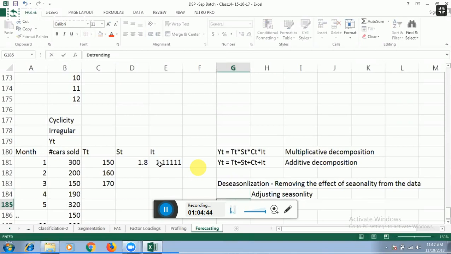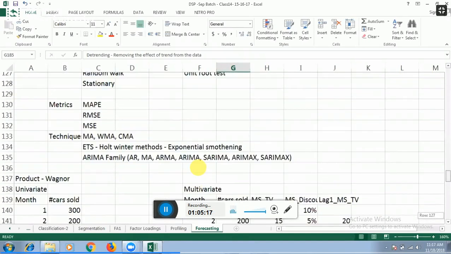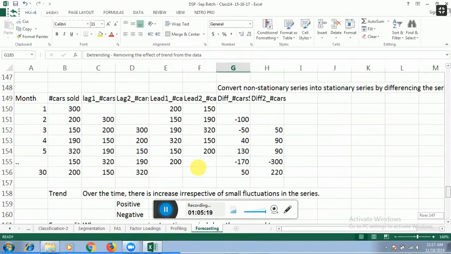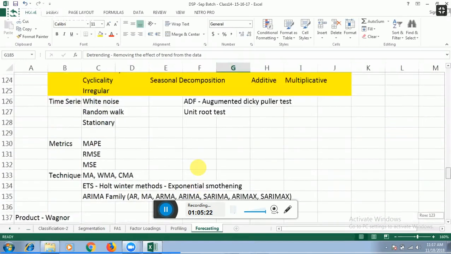Detrending means removing the effect of trend from the data. This is what we call detrending. So are you clear with the terminology? What is decomposition? What is deseasonalization? What is detrending? What is additive decomposition? What is multiplicative decomposition? Are you clear with the terminology? Okay, these are the terminology related to decomposition.